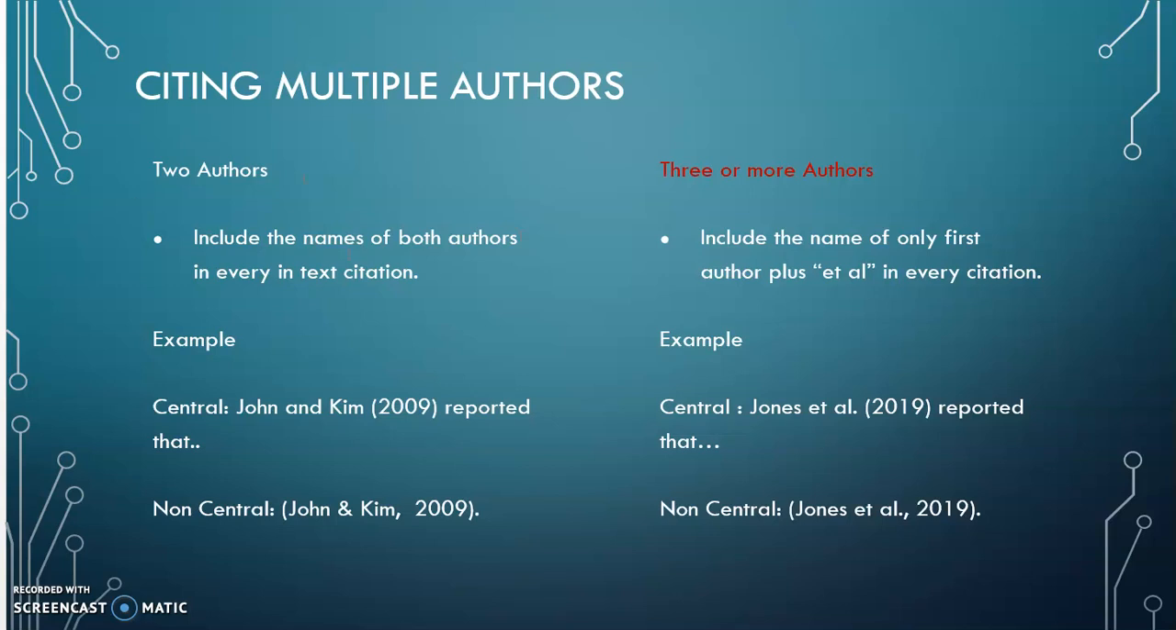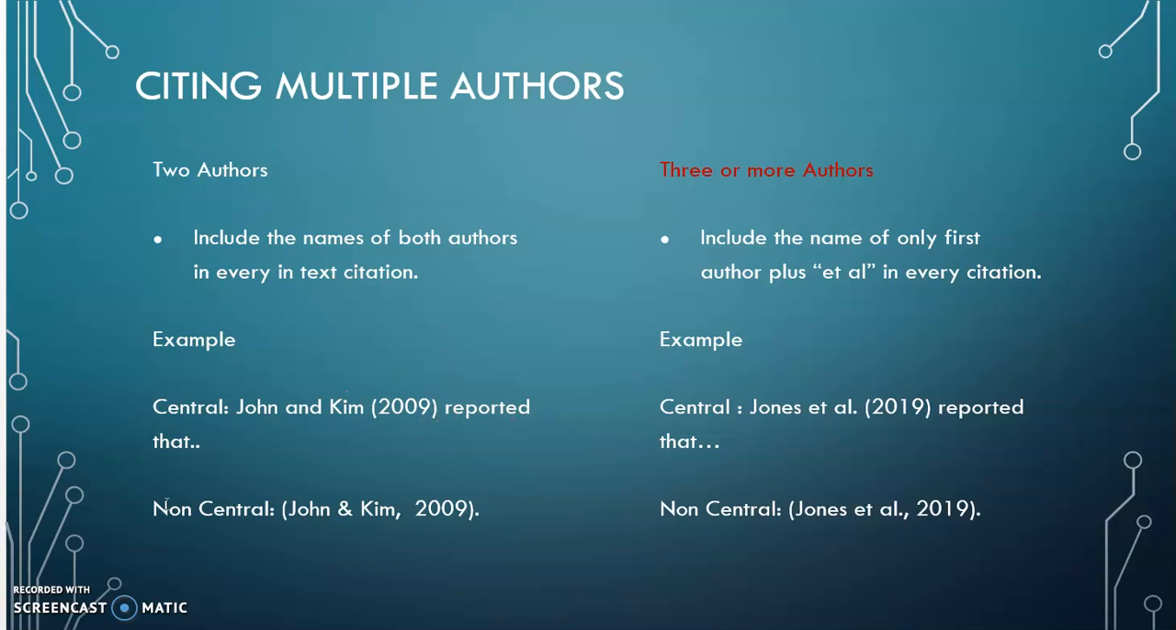Now, what if you have more authors? For example, two people have written an article, or three people have written an article, or four people have written an article. So what can you do? If one has written it, just the last name. If two have written it, again the last name, but you use 'and' in the middle. John and Kim 2019 reported that. Okay. So we believe that John and Kim are the last names. Or it can be Huxley and Fletcher. So Huxley and Fletcher both have to be the last names of these researchers.